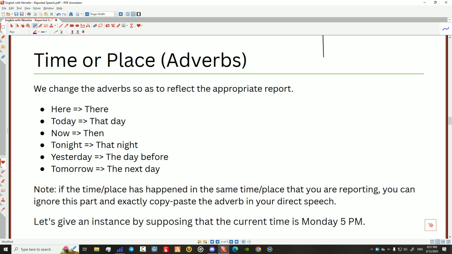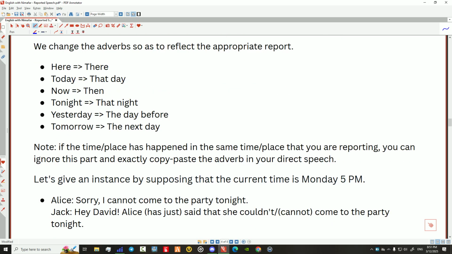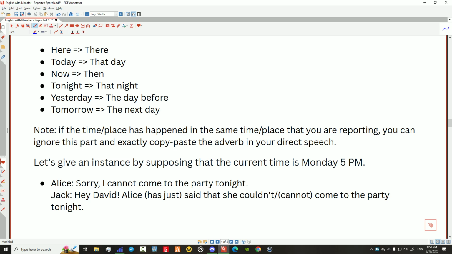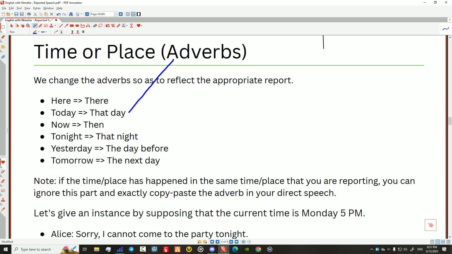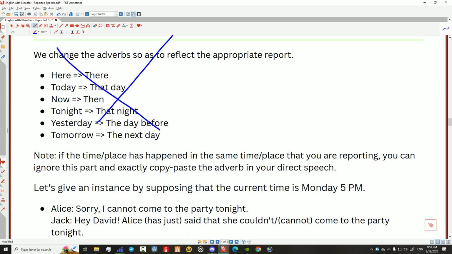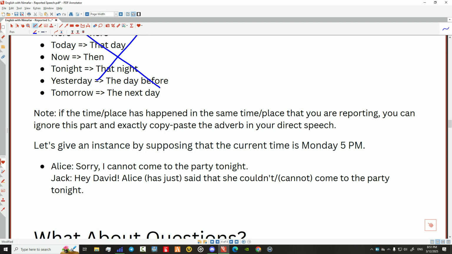So here we have a note. Let's read it. If the time or place has happened in the same time or place that you're reporting, you can ignore this part. If the time and place has happened in the same time and place that you're reporting, you can exactly copy paste the adverb in your direct speech, just the adverb, and the verbs too.